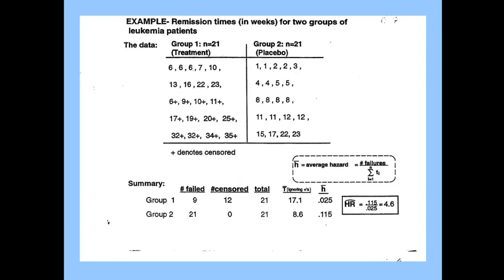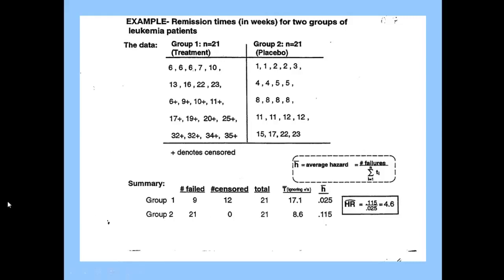All we know is they were in remission through 6 weeks, but after that, we don't know what happened to them. And when that happens, we call that kind of data censored data, because the true results on them we don't really know. So it's censored data. That's the term that's used.